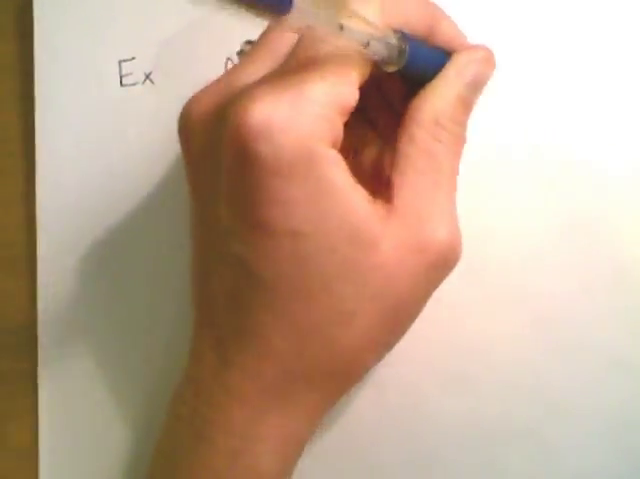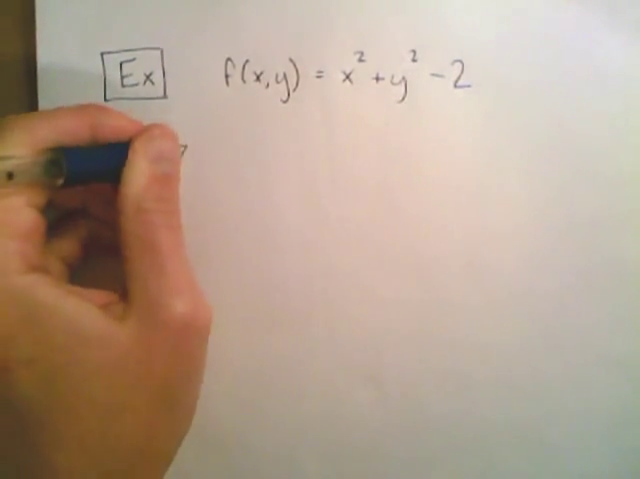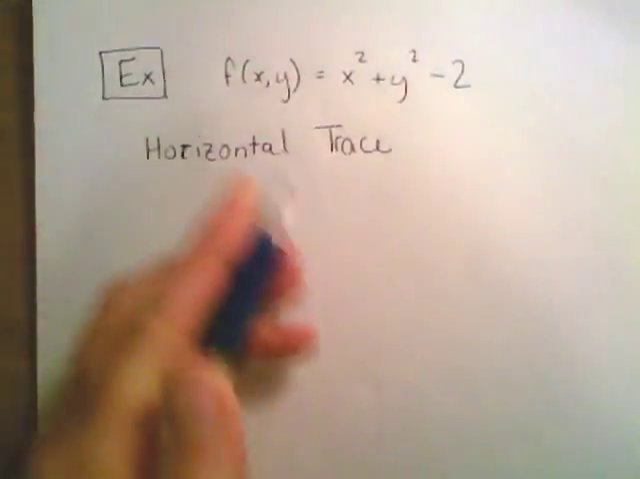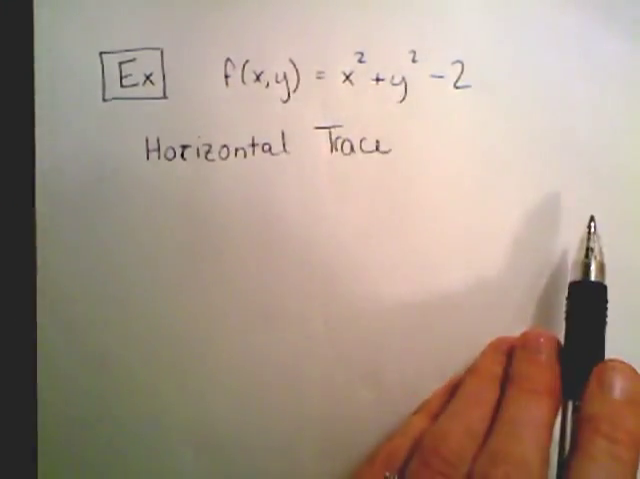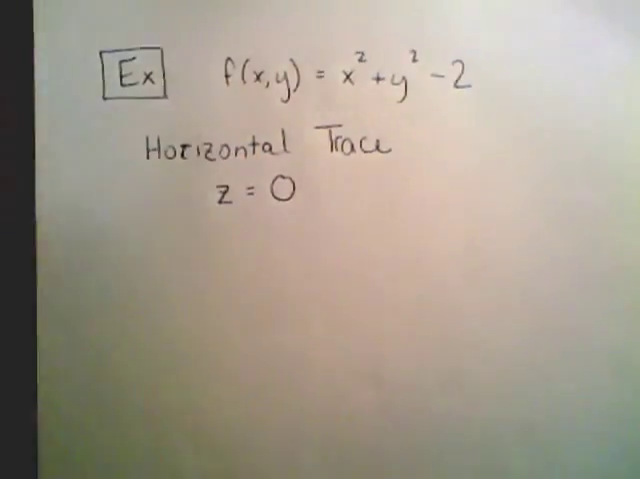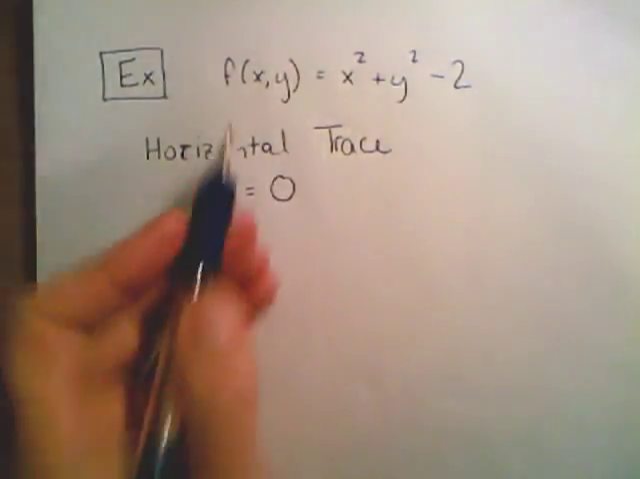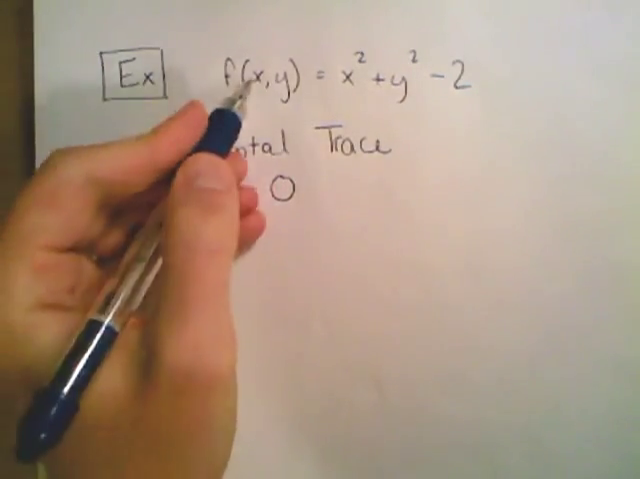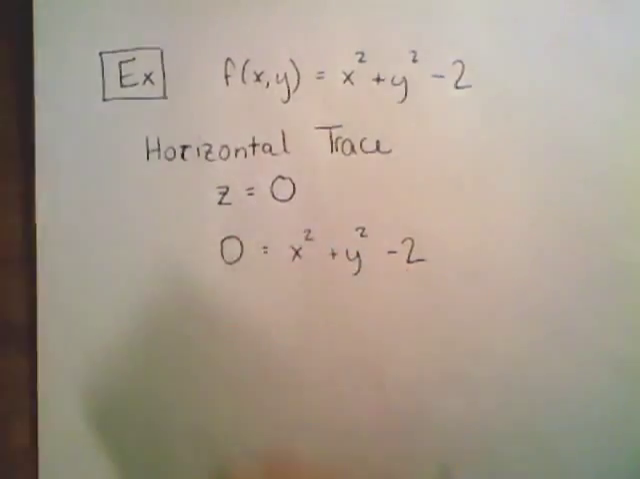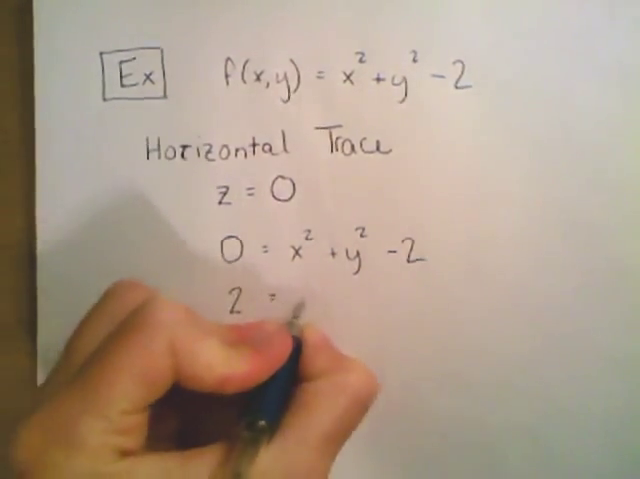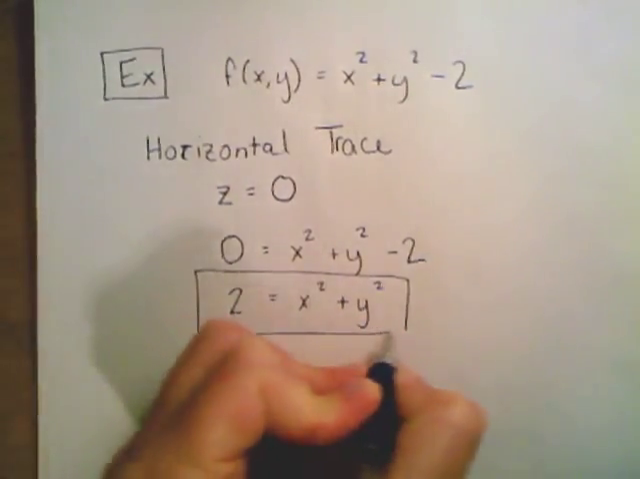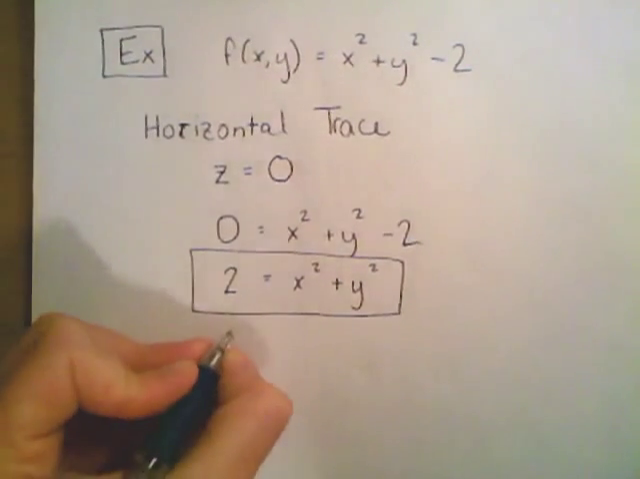Keeping with the same example, we're still going to have the function f of xy is equal to x squared plus y squared minus 2. But now let's look at horizontal traces. What's a horizontal trace? Instead of setting y equal to a fixed value or setting x equal to a fixed value, I'm going to set z equal to a fixed value. So I'm going to set z equal to 0. It's a reasonable place to start. What does that mean for this function? That means the function becomes 0 because z is exactly equal to my output values. So 0 is equal to x squared plus y squared minus 2. If I add 2 to both sides to make it look like a more standard form, 2 equals x squared plus y squared.